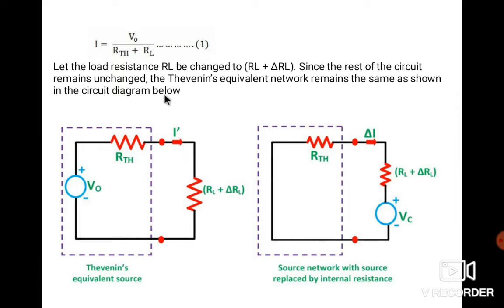By using the simple formula I = V divided by (RTH + RL), as we have seen in the Thevenin voltage, let the load resistance RL to be connected have a slight change, so it is R plus delta R, where delta R is nothing but the slight change in the resistance due to the voltage source. Since the rest of the circuit remains unchanged, the Thevenin equivalent network remains as shown in the figure.